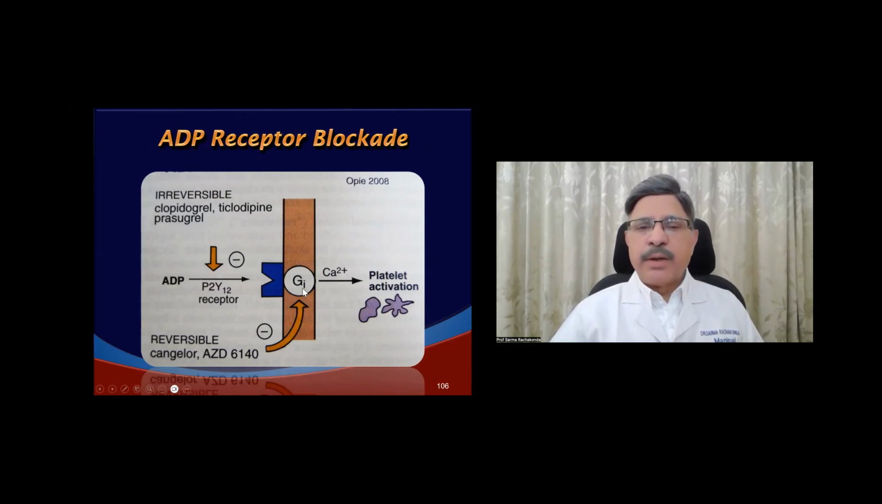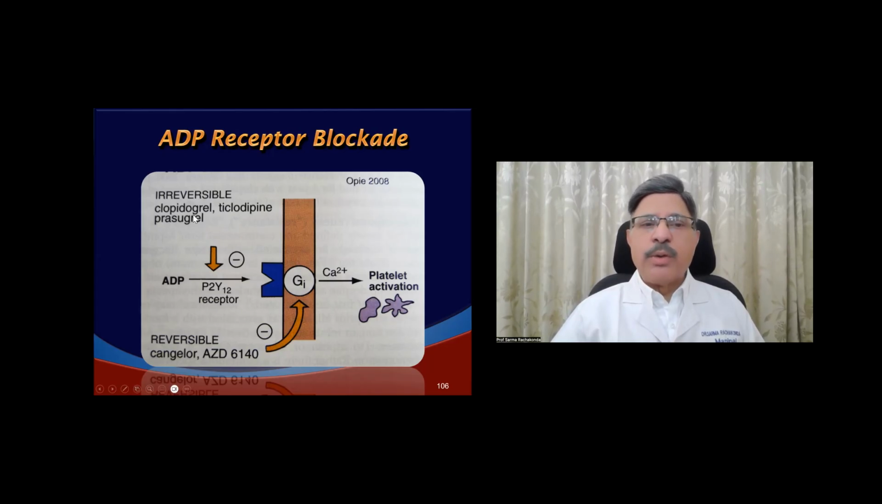And then what will happen? The Gi protein is there, and then calcium channels open and calcium ions are released. We know that calcium is required for every part of the coagulation process, including platelet activation. Suppose I give clopidogrel, it blocks the release of the calcium, so much so platelets are not activated: no adhesion, no activation, no aggregation. That is the how.